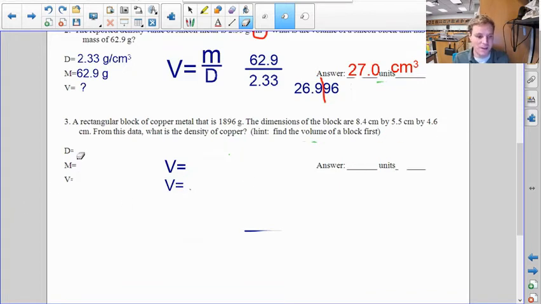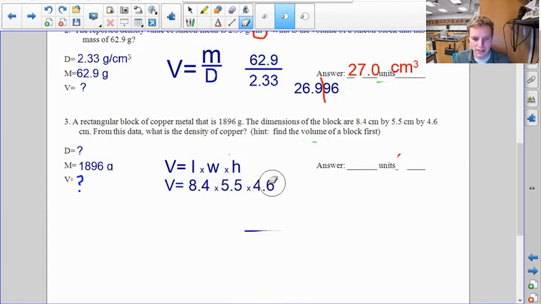So this problem's a little bit different. So we're asked for density again. We're given the mass, but we don't know what the volume is yet. We're not even given the volume. And so we're going to have to calculate what that volume is first before we can move on to calculating the density. So as we recall, the volume is equal to length times the width times the height. In this case, that's going to be 8.4 times 5.5 times 4.6. And if you plug those in, you'll get 212.5.